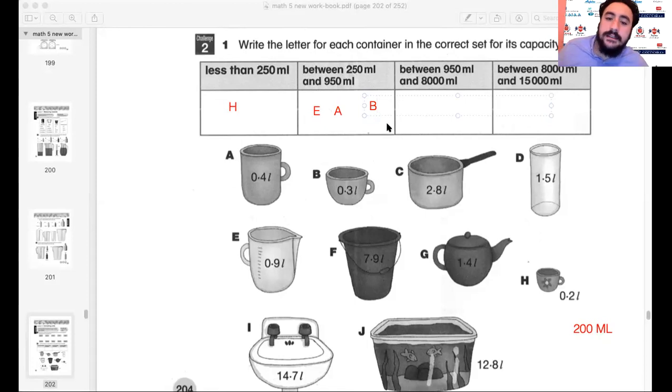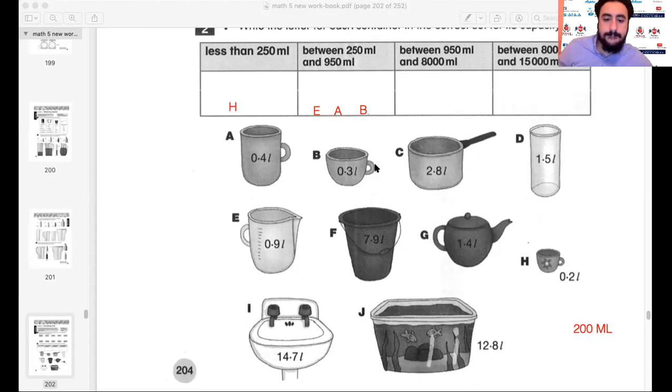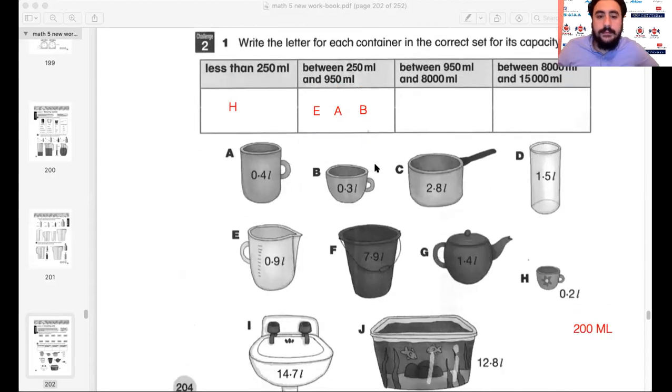Okay. What about C? C will be between 950 and 8,000 milliliters. Yes. Excellent. And D will also be between 950 and 8,000 milliliters, and 1.4 liters will also be between 950 and 8,000 milliliters.